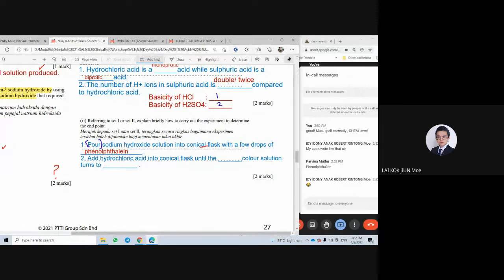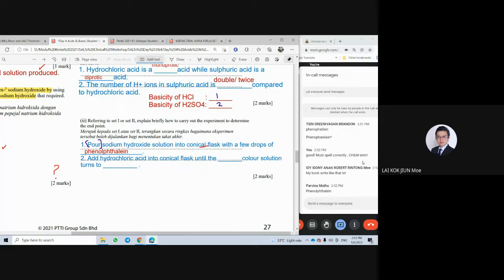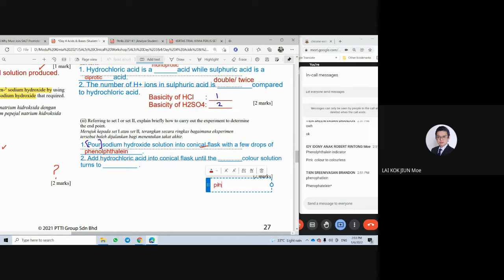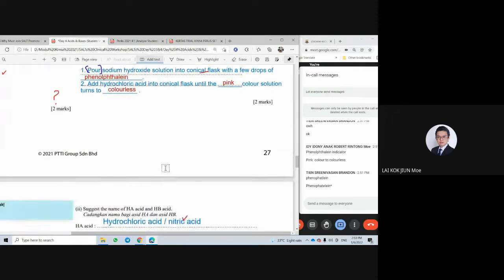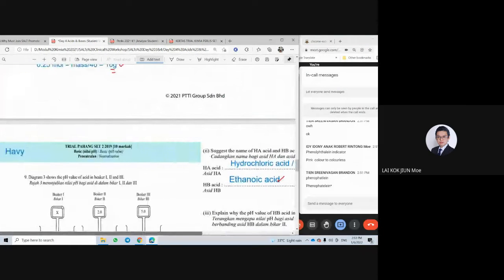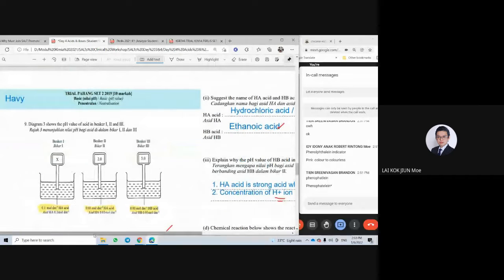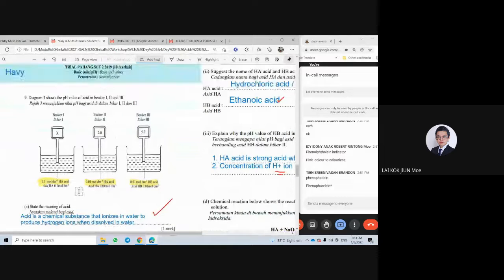If your handwriting is like chicken scratch, be careful. Cakar ayam, you know what I mean? So until the color changes, from what to what? Pink to colorless, very good. ID, how good is your writing? Is it doctor writing or teacher writing or like computer writing? Very nice one, I hope. You have to train. Try not to be so cakar ayam.